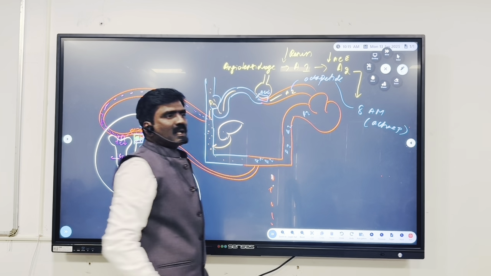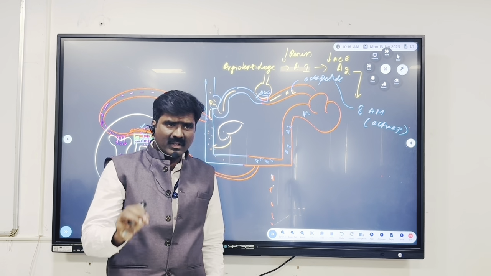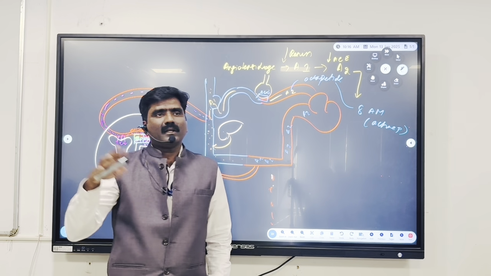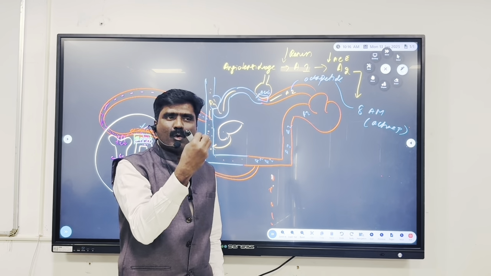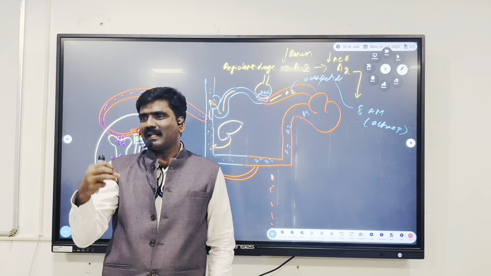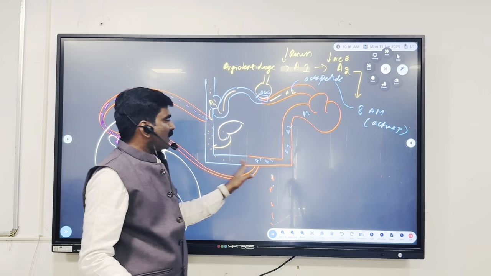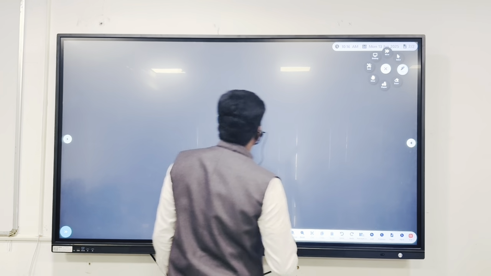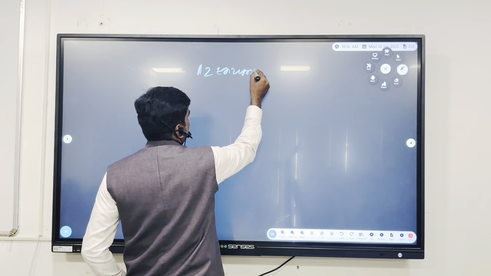So what does angiotensin converting enzyme do? Angiotensin converting enzyme converts inactive protein to active protein, decapeptide to octapeptide. That is, it is removing 2 amino acids. From 10, 2 it is removing, and now the A2 is present in the circulation. So we were discussing last class what is the function of A2, right?